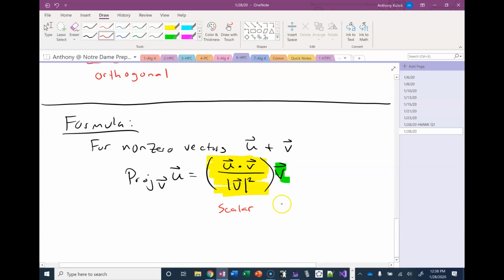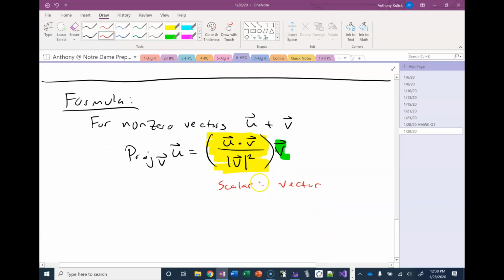Vector v is what type of quantity? It's a vector. That was a question. So when I have scalar times vector, what operation is going on here? What do we call it when we multiply a scalar to a vector? Scalar multiplication. Thank you. So what is this projection operation doing? It's basically just scaling vector v.